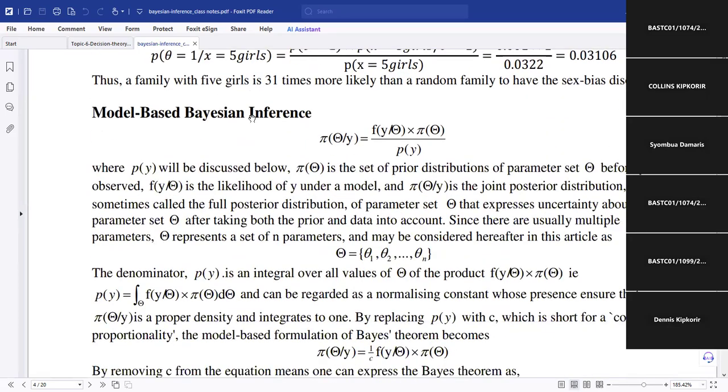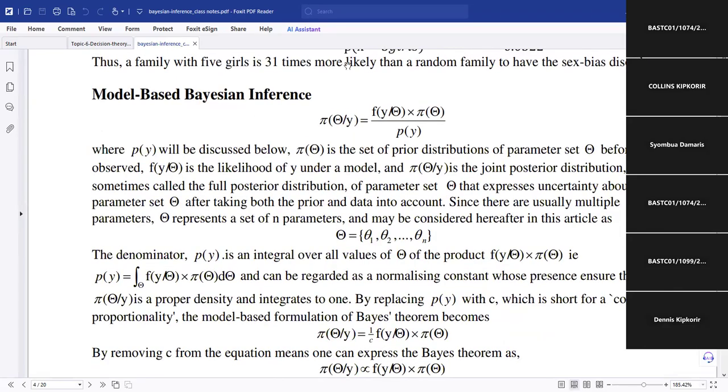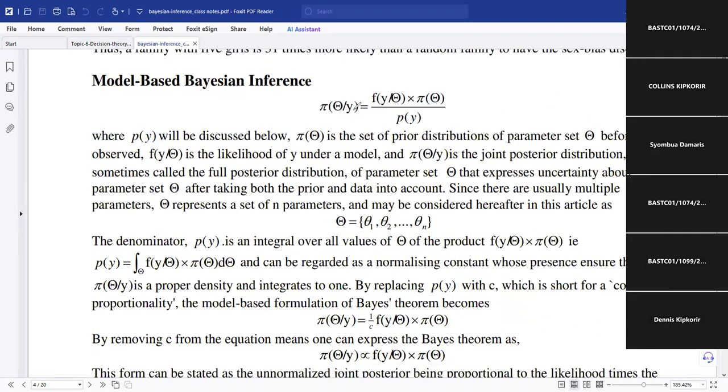Model-based inference, model-based Bayesian inference. Now, it's still the Bayesian principle that we have defined here, but I'm now generalizing this to a particular parameter space. So I'm not talking about only one theta value. The parameter space will contain different parameters that can be defined for any given distribution.